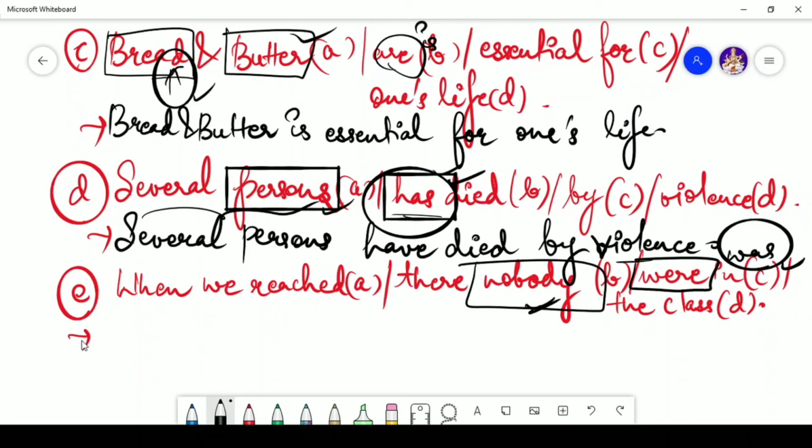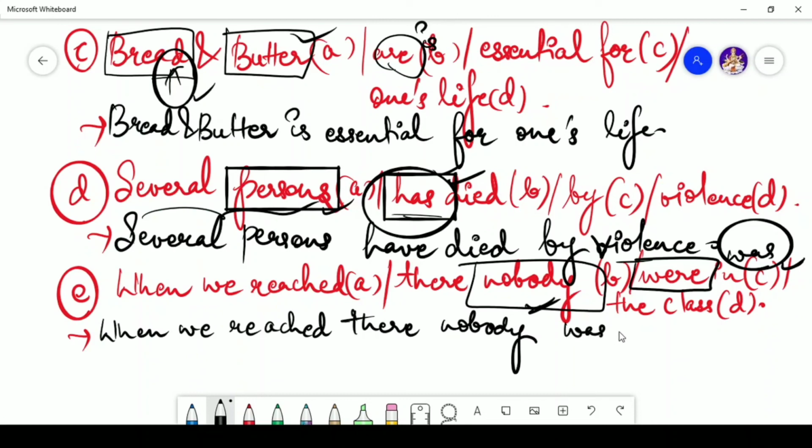So we are going to write: "When we reached there, nobody was in the class." Okay, nobody basically indicates the singular form. So in case of singular form, you have to make sure that you are making use of a singular verb. So these are the questions related to the verb.